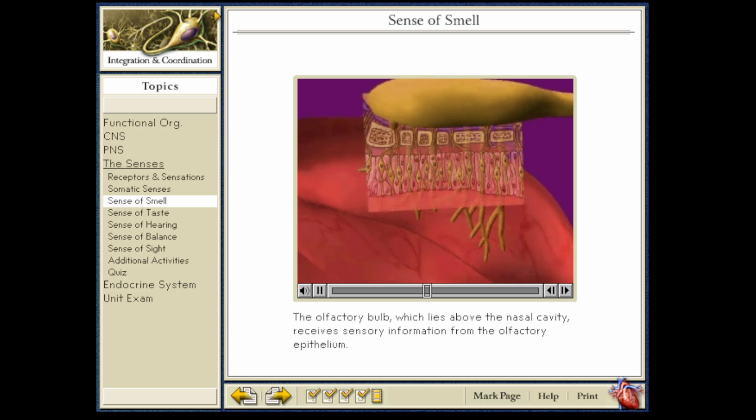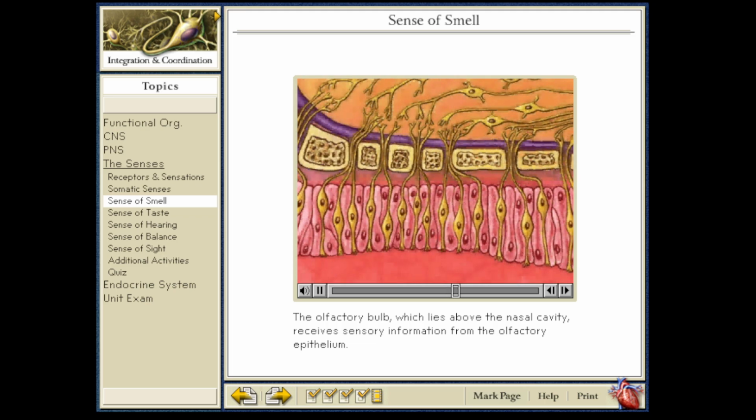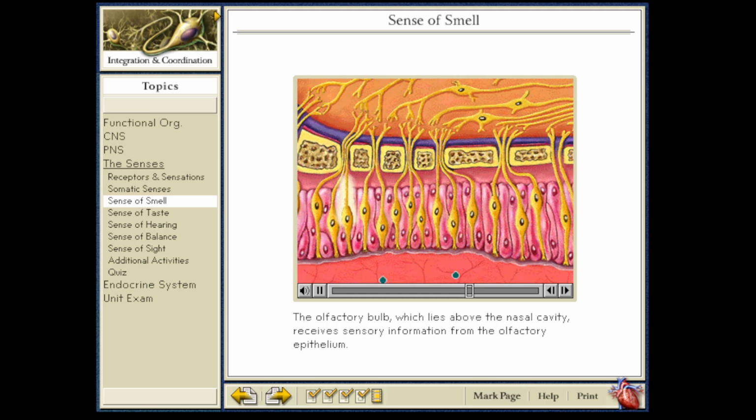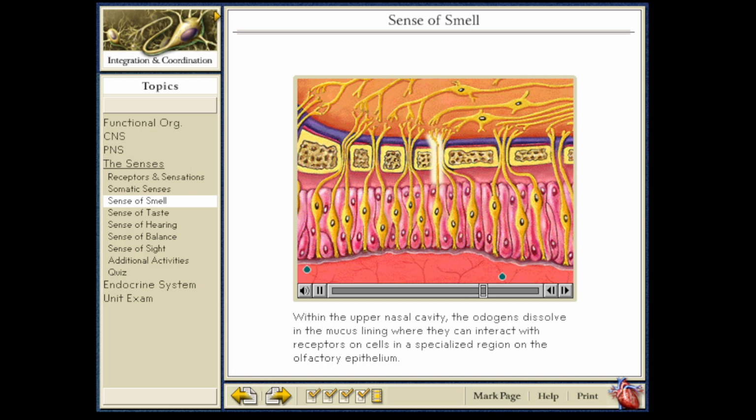The olfactory bulb, which lies above the nasal cavity, receives sensory information from the olfactory epithelium. Within the upper nasal cavity, the odorants dissolve in the mucus lining, where they can interact with receptors on cells in a specialized region on the olfactory epithelium.